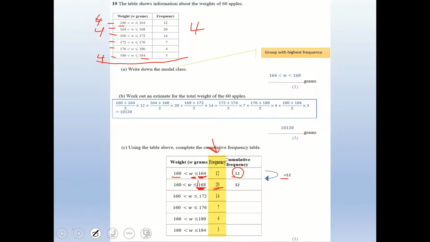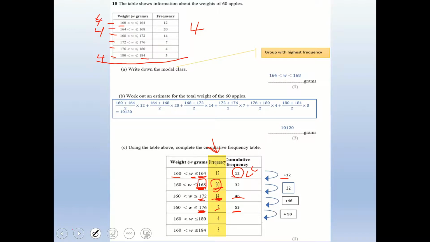What I did here is add the cumulative frequency of the previous row to the frequency of the current row. So add 32 to 14 to get the total number of apples less than or equal to 172 grams, which is 46. For the next value, 46 plus 7 is 53 apples weighing less than or equal to, again, the upper bound, here 176 grams.